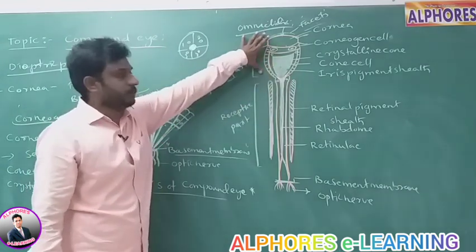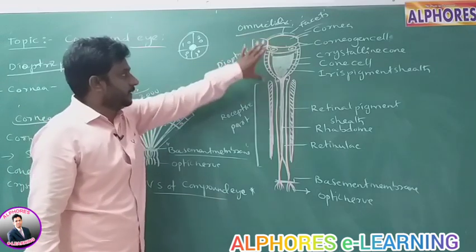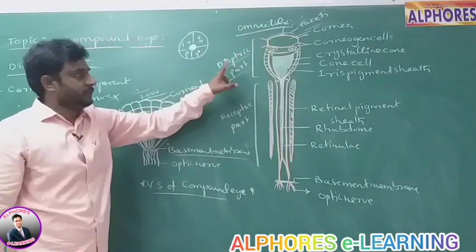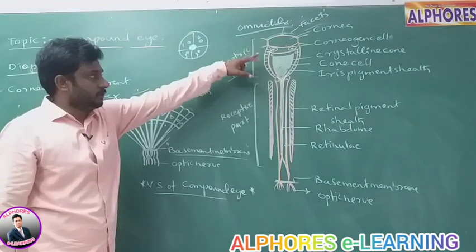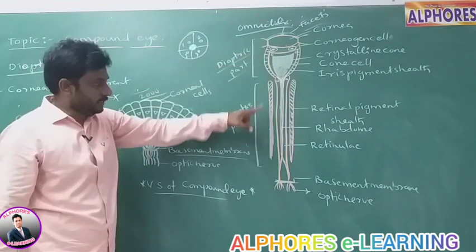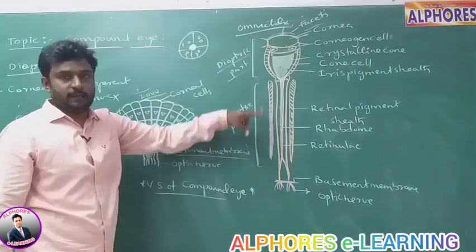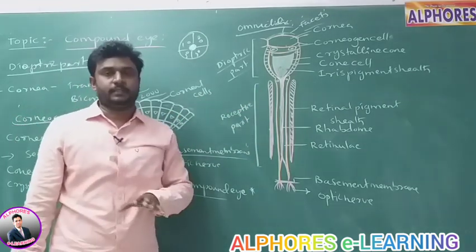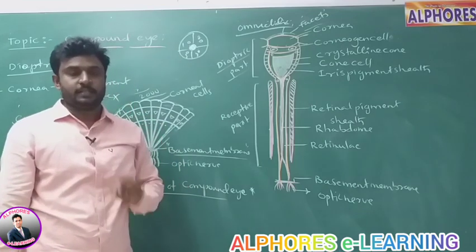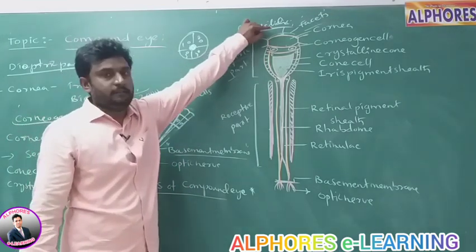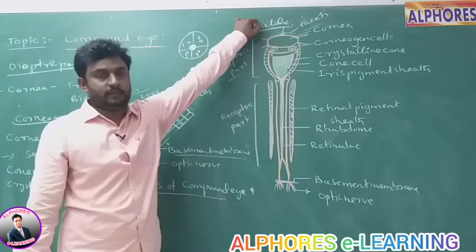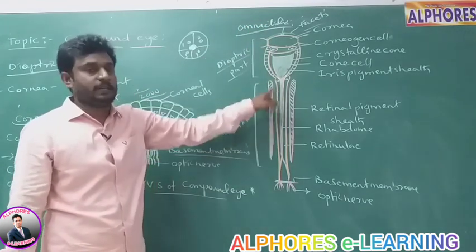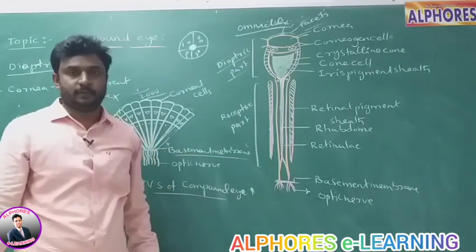So this part up to here is called the dioptric part of the ommatidia. What is the function of this part? It allows the light to enter inside and focuses the light onto the next part of the ommatidia. It is not involved in image formation. It just allows the light of an object coming from outside and focuses it onto the next part of the ommatidia, which is called the receptive part.